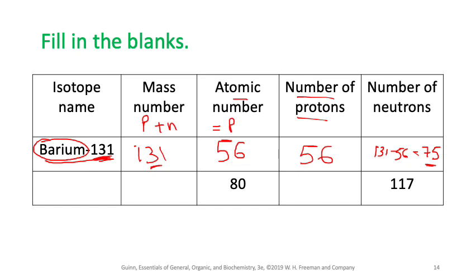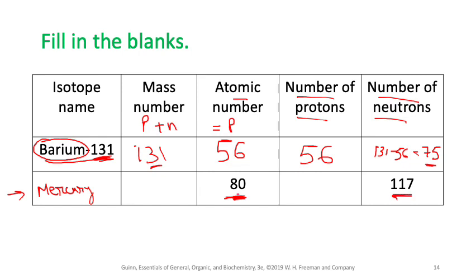But if you see the second row over here, the isotope name is not given, so we have to figure out the isotope name. What is given? The atomic number is given, 80. If you go to the periodic table that we're going to discuss later on, and see which element has the atomic number, the proton number, of 80, you will see the name of that element is mercury. Mercury.